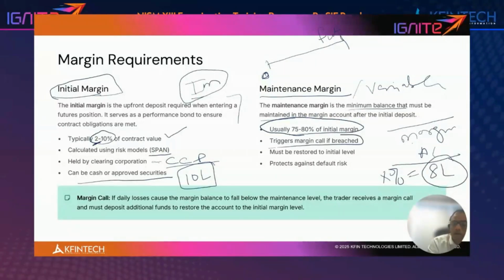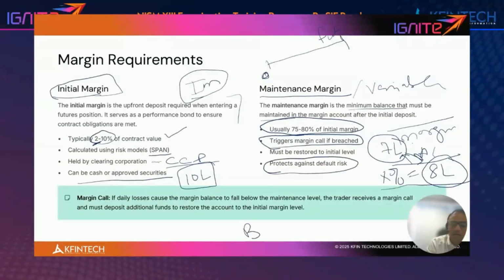It triggers a margin call if breached. If the balance goes to 7 lakhs, a 1 lakh margin call will be issued because now it has gone below the minimum maintenance criteria. As I mentioned, it protects against the default risk because the exchange has to make sure the buyer and the seller of the futures are protected in case any of the party defaults or fails to furnish the cash.